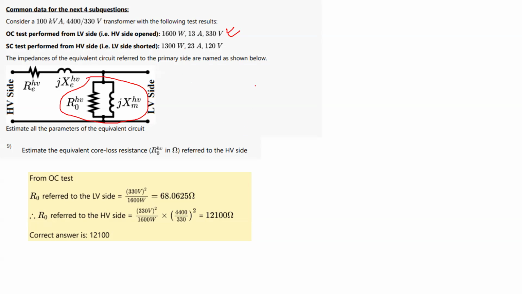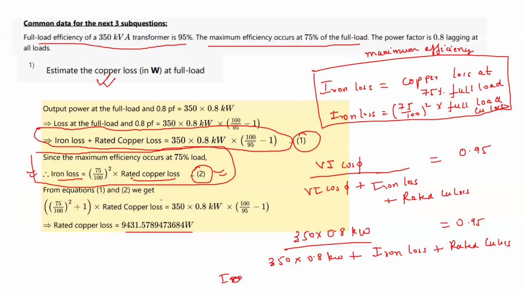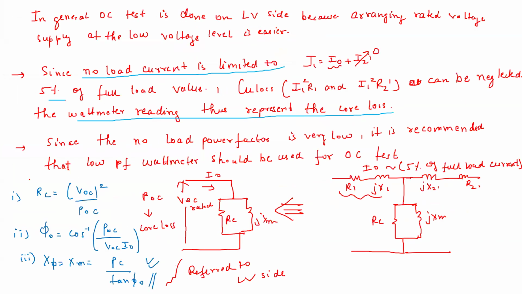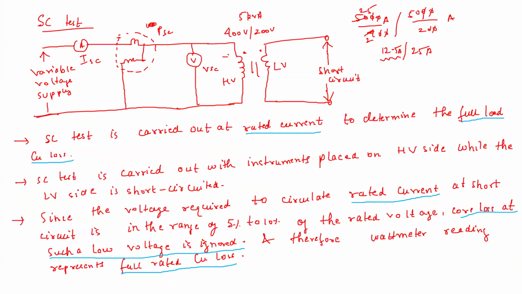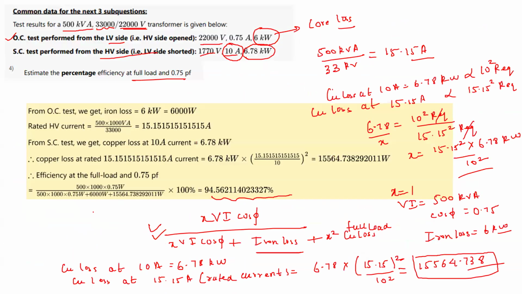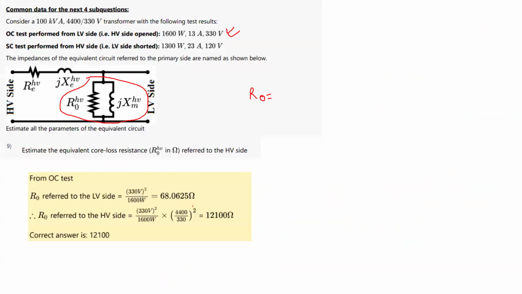Okay, as I have again discussed in the previous slides, you can see how we can calculate this R0. You can calculate R0 like this. We have seen these things. So like this, you can do it as VOC square by POC directly. Okay, so if you do VOC square by POC, you will get it referred to the LV side.